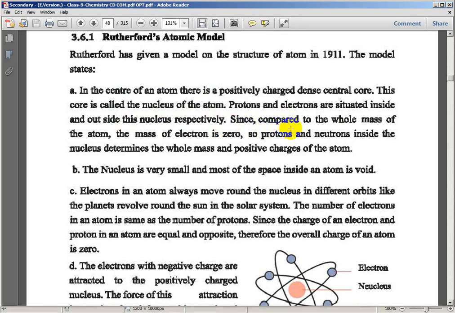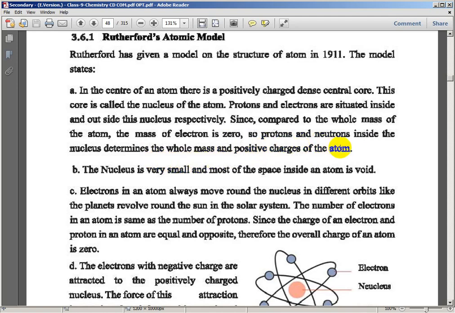Compared to the whole mass of the atom, the mass of an electron is taken as 0, but it is not exactly 0, it has hardly any mass. In the notes, the mass of an electron is written as 0. So the protons and neutrons inside the nucleus determine the whole mass and positive charge of the atom. The mass of the atom is considered as the mass of the positive nucleus.